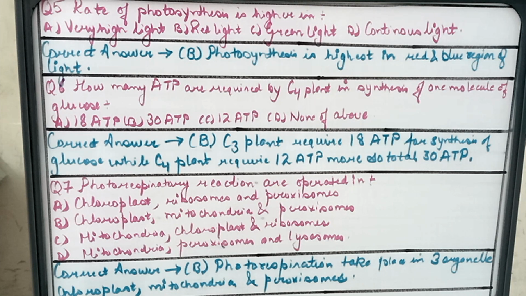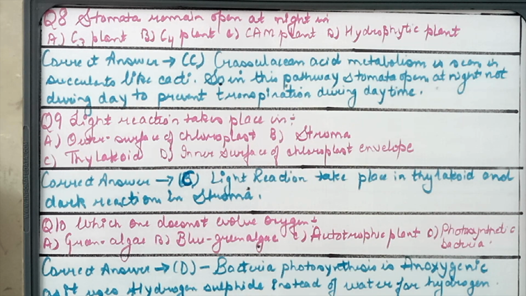Photorespiration reactions are operated in which three organelles? Now I have already told you that photorespiration is absent in C4 plants and takes place only in C3 plants. It takes place inside three organelles which are chloroplast, mitochondria, and peroxisomes. So this is a very important question. Photorespiration takes place in three organelles, that are chloroplast, mitochondria, and peroxisomes. Now let us look at question number 8.